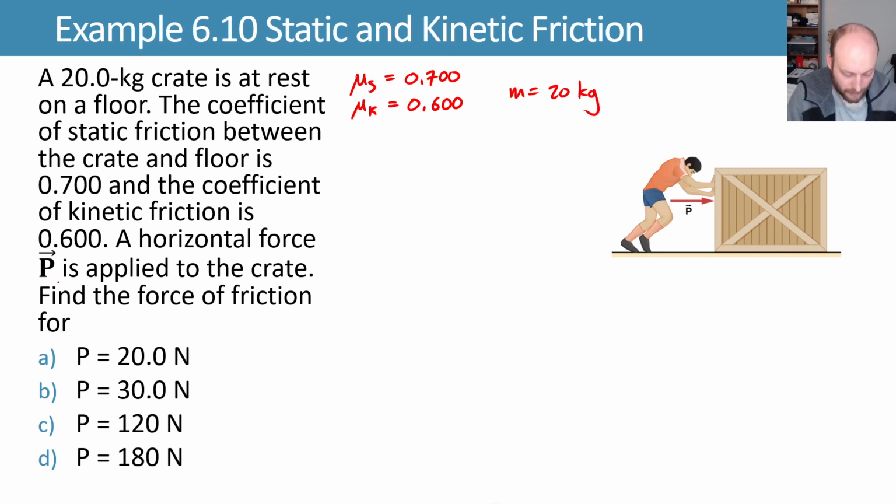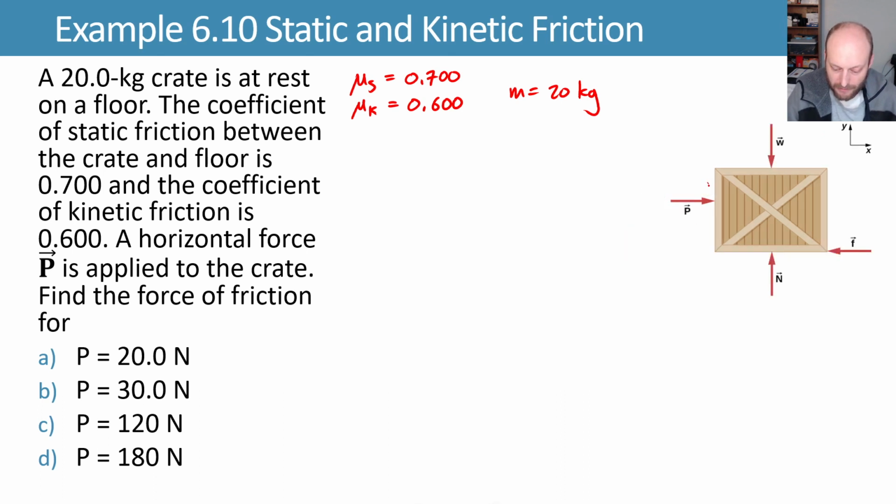We apply this horizontal force P that changes depending on which of these situations we consider. And we want to know what's the frictional force in each case. So we do a free body diagram where we take away the person and replace them with that force P. Then we have weight acting down, normal force acting up, and the force of friction opposing the direction of impending motion or actual motion.